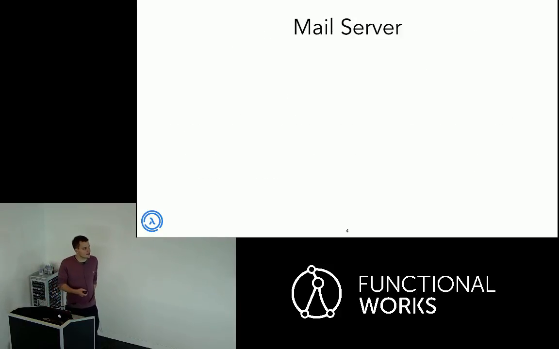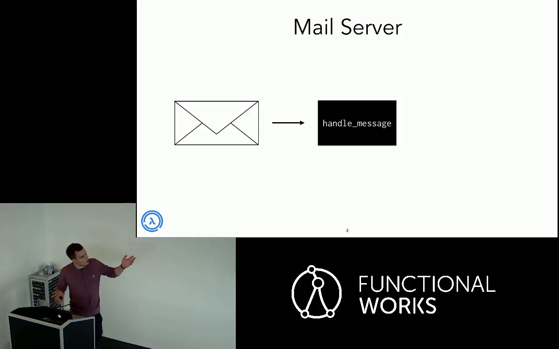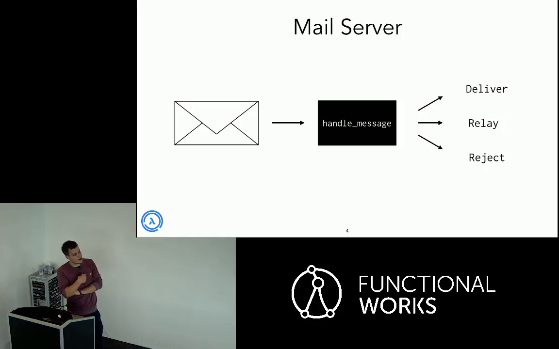So let's take a simple example. Let's talk about a mail server and how the configuration problem applies there. So this is a simple design of a mail server. Messages come into one end. You have this core, which we call handle message, where you parse a message, you might transform a message in various ways, and then you make a decision what to do with this message. So simplified, you could say, either you deliver this message to a user's mailbox, or you relay this message to another mail server, or you just reject this message.